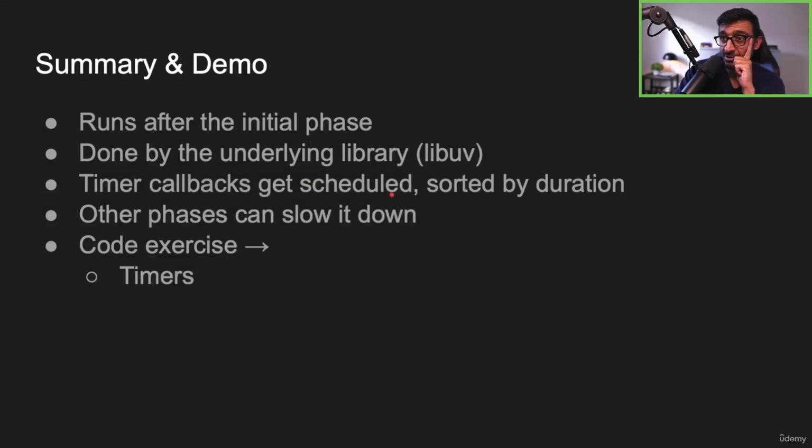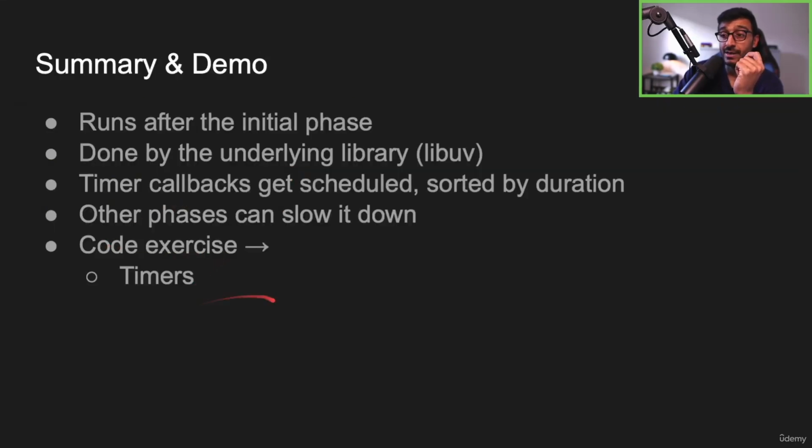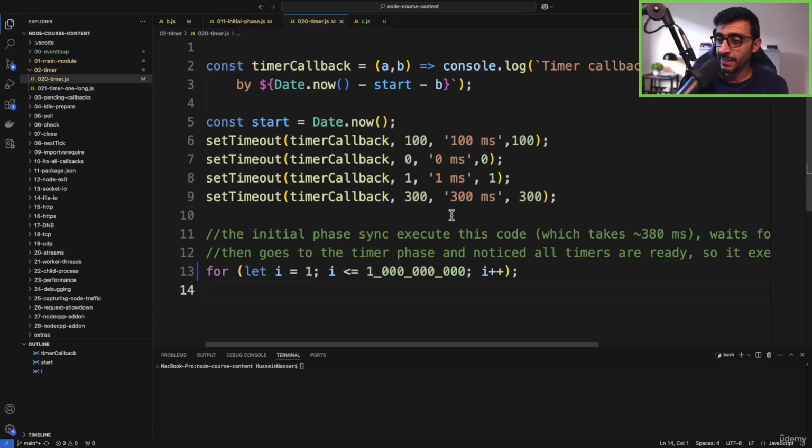Okay. All right, let's go through the summary. Timers run after the initial phase. This is all implemented using the libuv library. We went through a detailed implementation of how this is actually done. Timer callbacks get scheduled, sorted by duration, and other phases can slow them down. Indeed, like we just saw an example here. And let's go through a code exercise, you guys. All right, let's do some examples here.